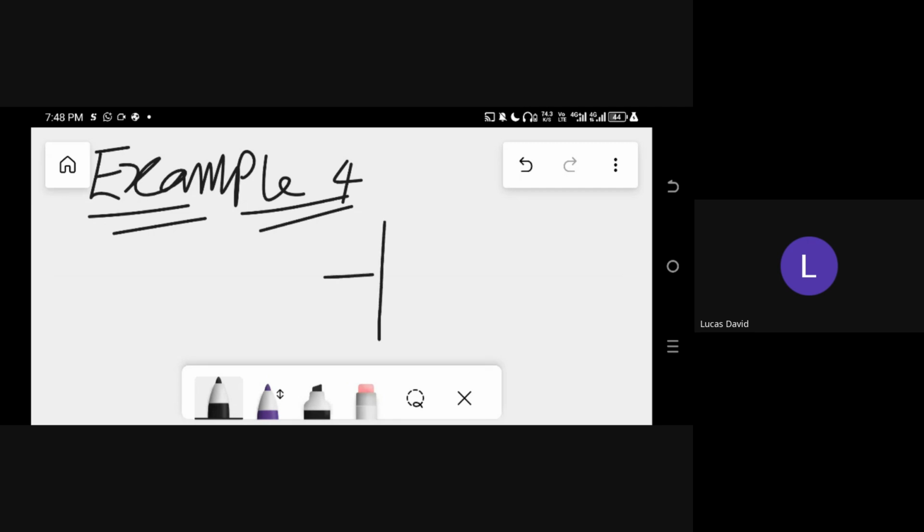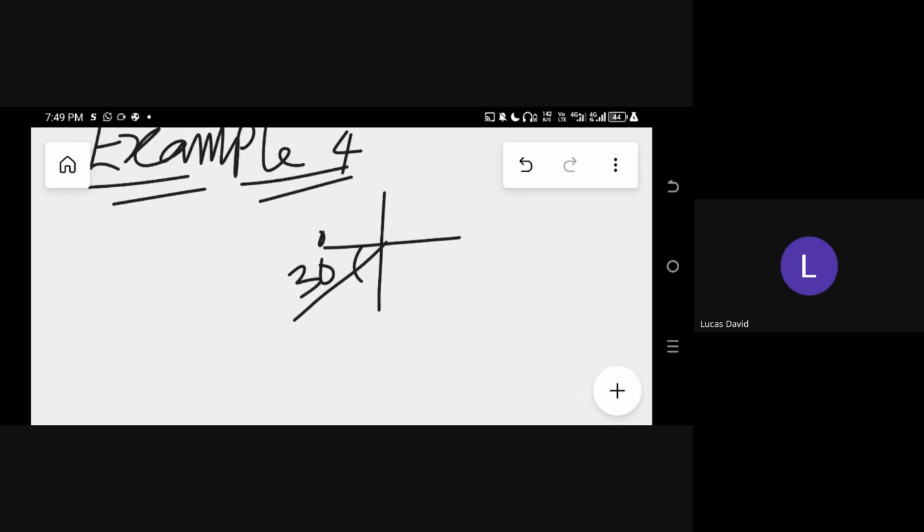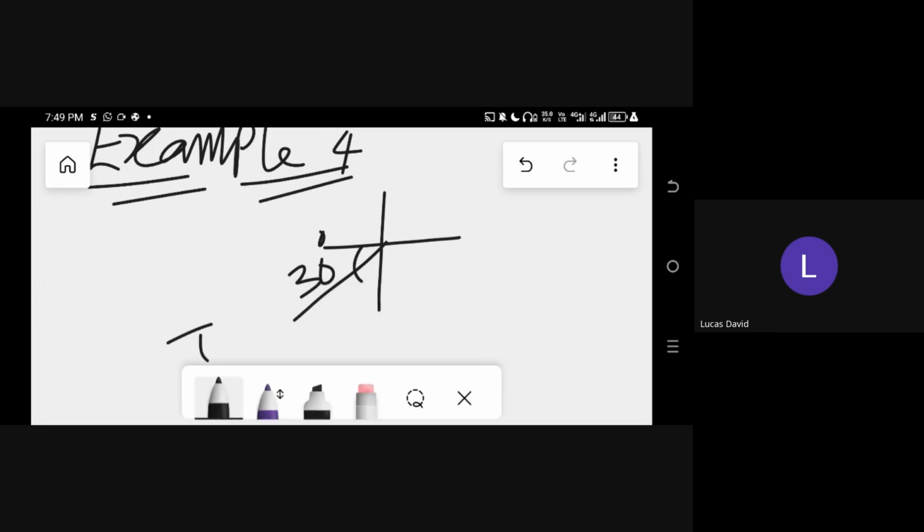All right, so let's look at example 4 here. 30 degrees. Example 4, 30 degrees. What is the compass bearing of this? South 30 degrees west.